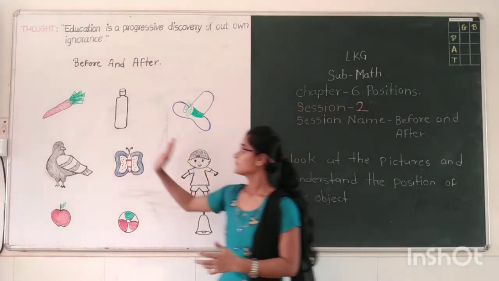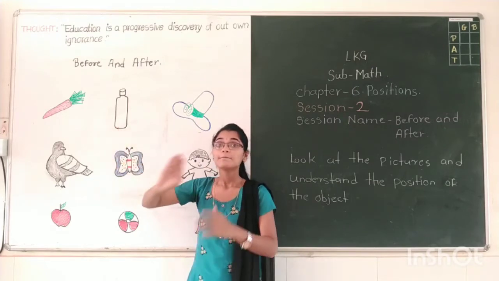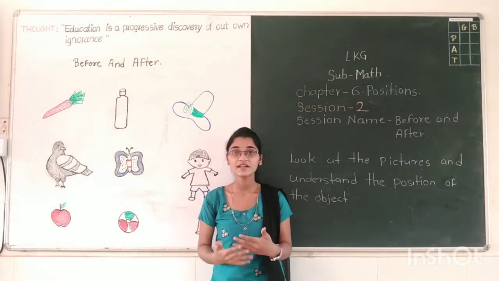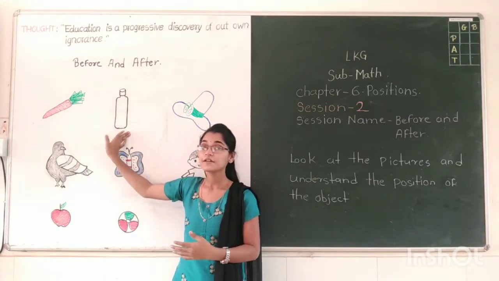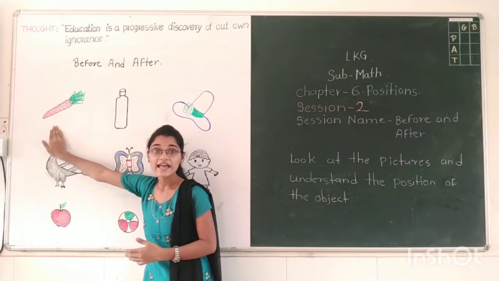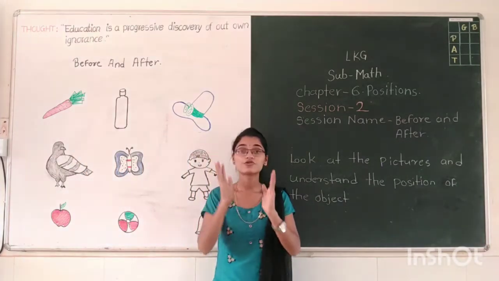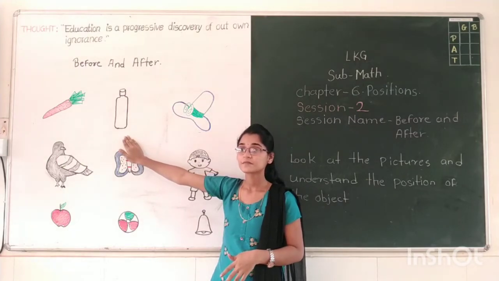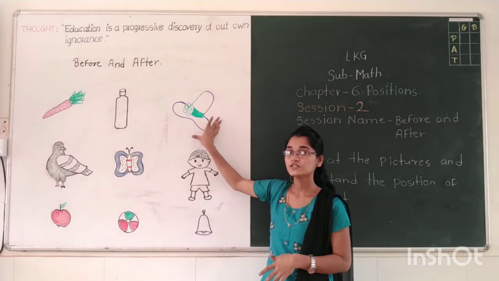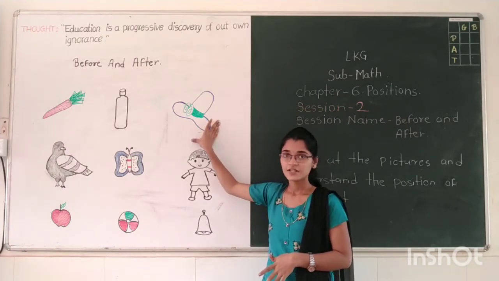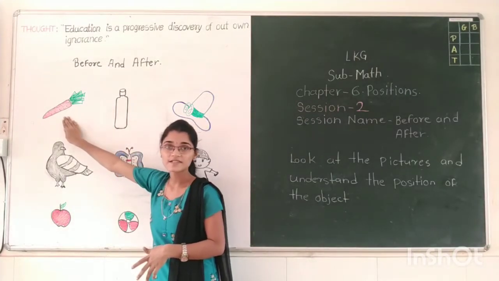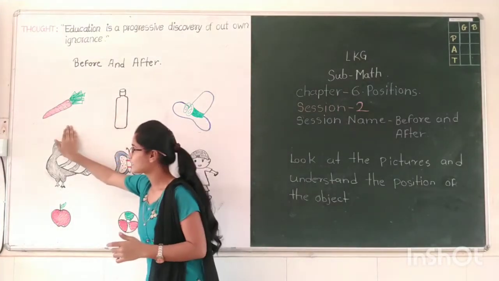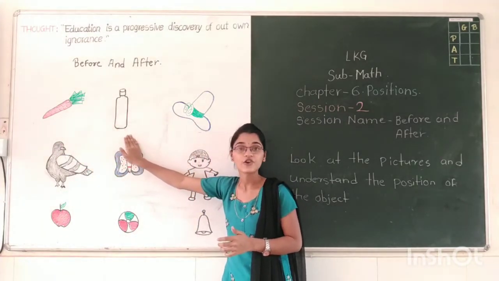Now students, tell me which object I have drawn before the bottle. Look at here and tell me which object I have drawn before the water bottle. Carrot, right? And tell me, after the water bottle, which object have I drawn? So carrot is the before object and cap is the after object, right? Before the water bottle I have drawn carrot and after the water bottle I have drawn cap.